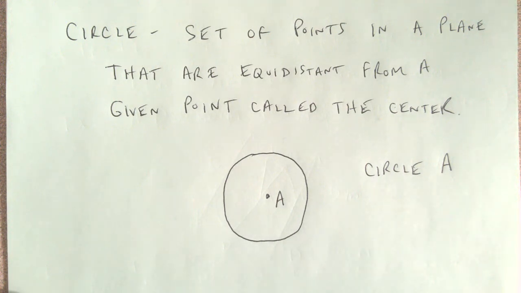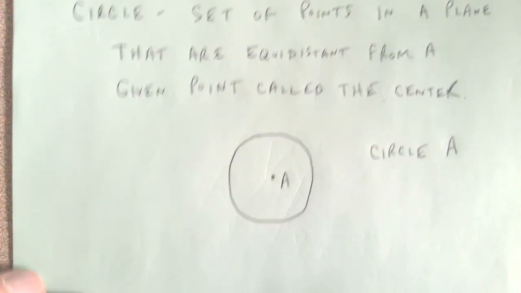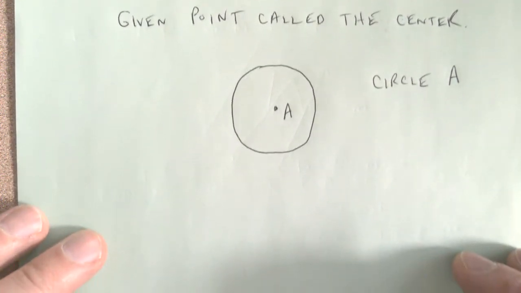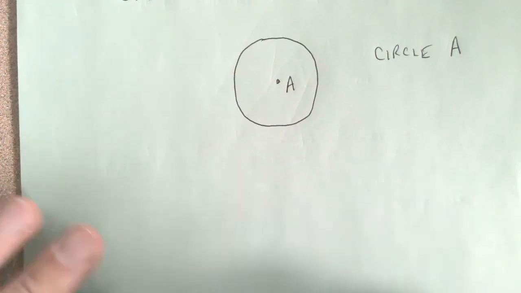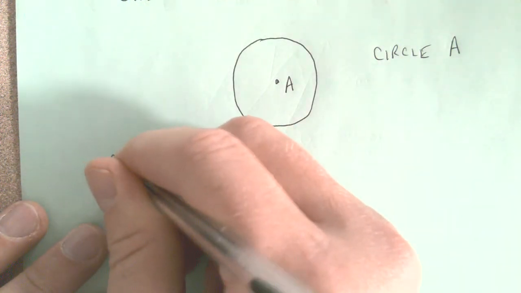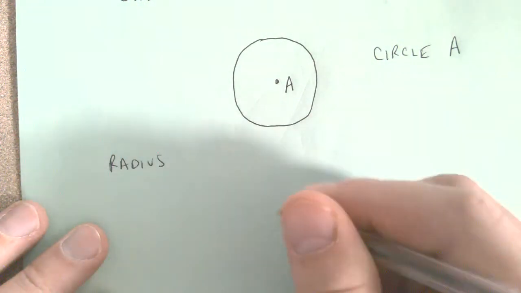Now we're going to talk about the main parts of a circle. Some of this you're probably real familiar with. Maybe a few of these words you're not so familiar with. The first one is a radius. I hope we all know what a radius is.